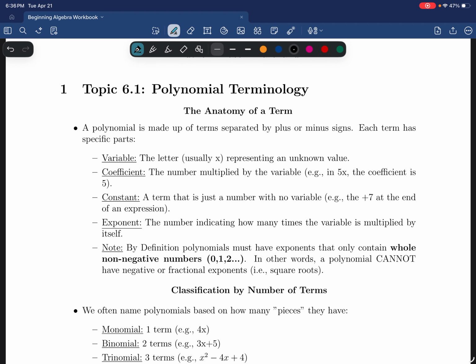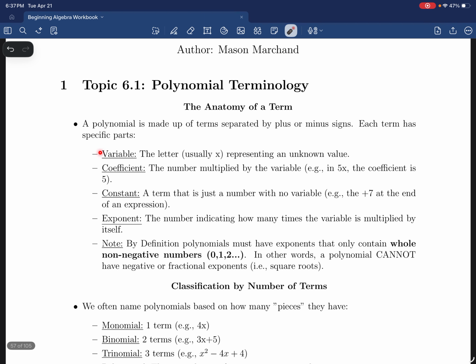So typically, most terms will have a variable, and we've seen that word before. A variable just means whatever letter we are talking about. Usually it's x, representing an unknown value. And then if we have a variable, we will always have a coefficient. That's one thing to point out, because the coefficient is the number that's being multiplied by the variable. So if there's no variable in a term, we don't have a coefficient. For example, if we have 5x as the term, the coefficient is 5.